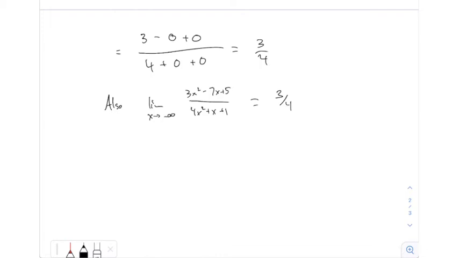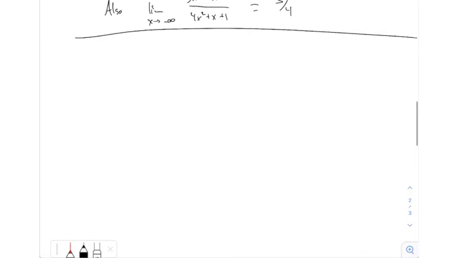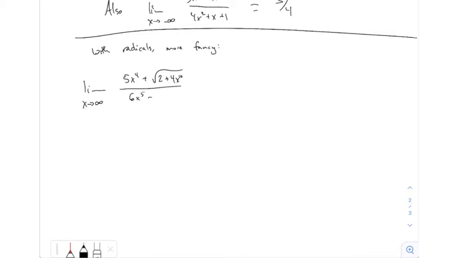That's the basic trick. There is a little subtlety involved when there are radicals. So it gets a little fancier with radicals. Let's just try an example. How about lim x goes to infinity, 5x to the 4 plus square root of 2 plus 4x to the 10, over 6x to the 5 plus 7x squared minus 1.